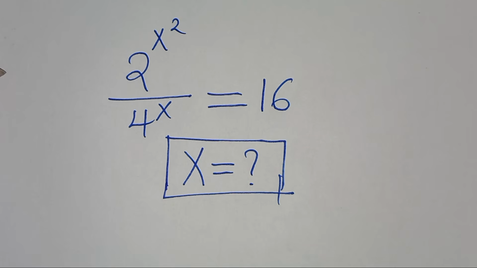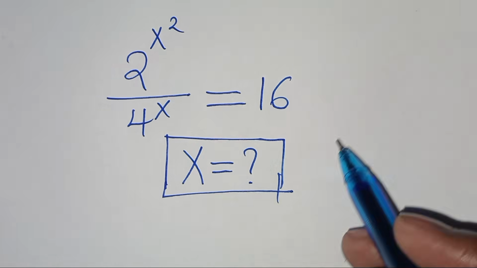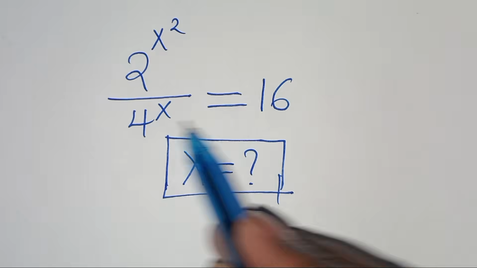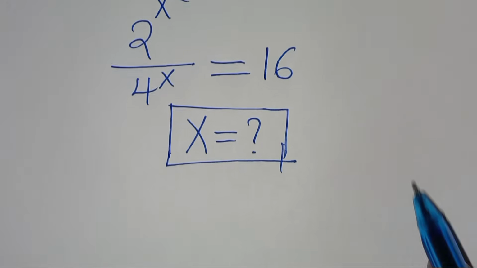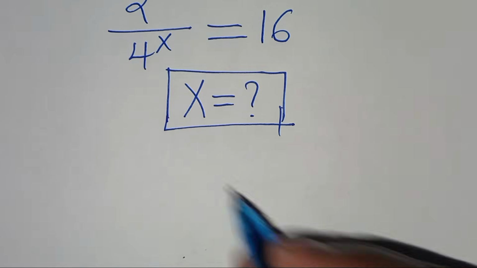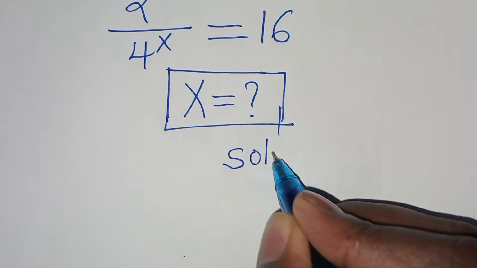You're welcome to solve this nice math problem, which is 2 to the power of x squared divided by 4 to the power of x. This is equal to 16. So what is the value of x? Now let's provide a solution from here.